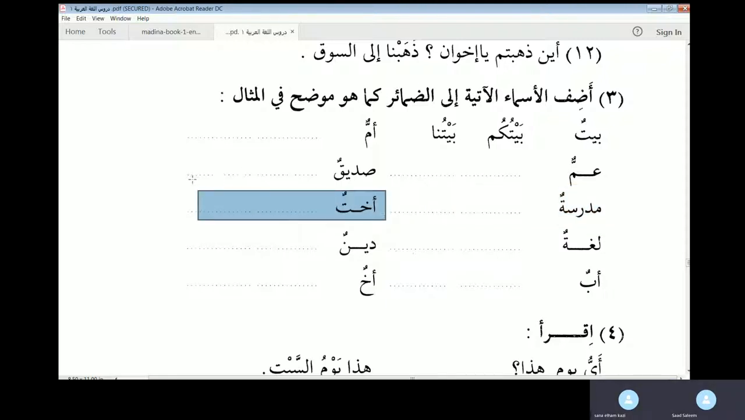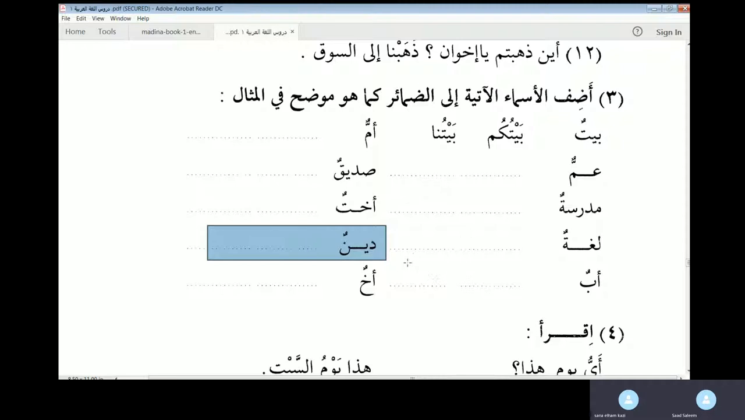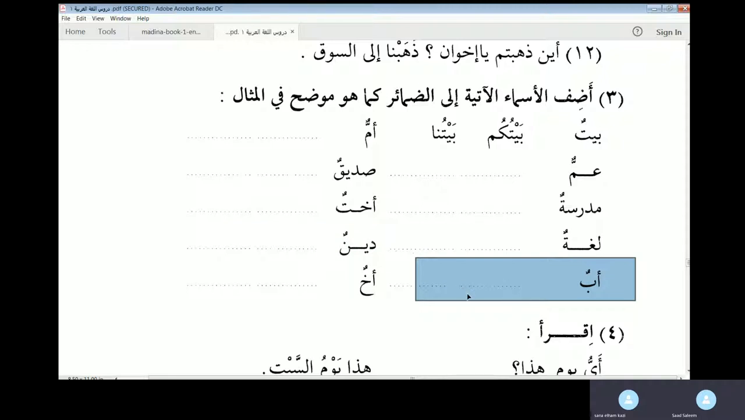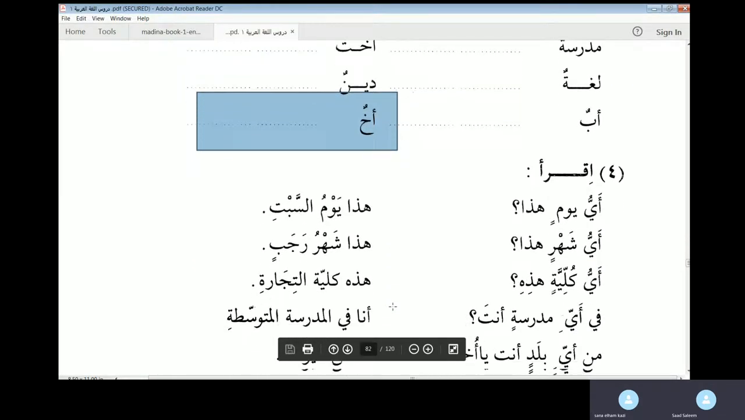Ukhtun, a sister. Ukhtukum, your sister. Ukhtuna, our sister. Lughatun, a language. Lughatukum, your language. Lughatuna, our language. Deenun, a religion. Deenukum, your religion. Deenuna, our religion. Abun, a father. Abukum, your father. Abuna, our father. Akhun, a brother. Akhukum, your brother. Akhuna, our brother.